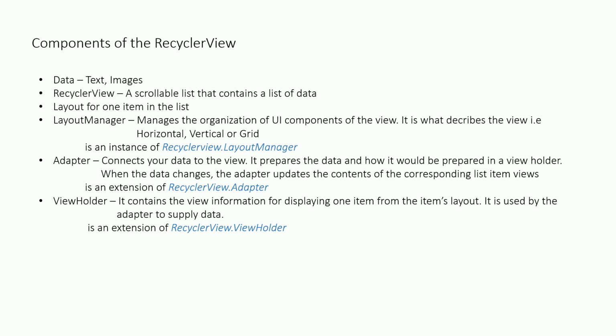Okay, so the recycler view basically encompasses six different components. The first is the data, which can be text, images, icons, or what have you. The second component is the recycler view itself, which is a widget in Android development, a scrollable list that contains a list of data.